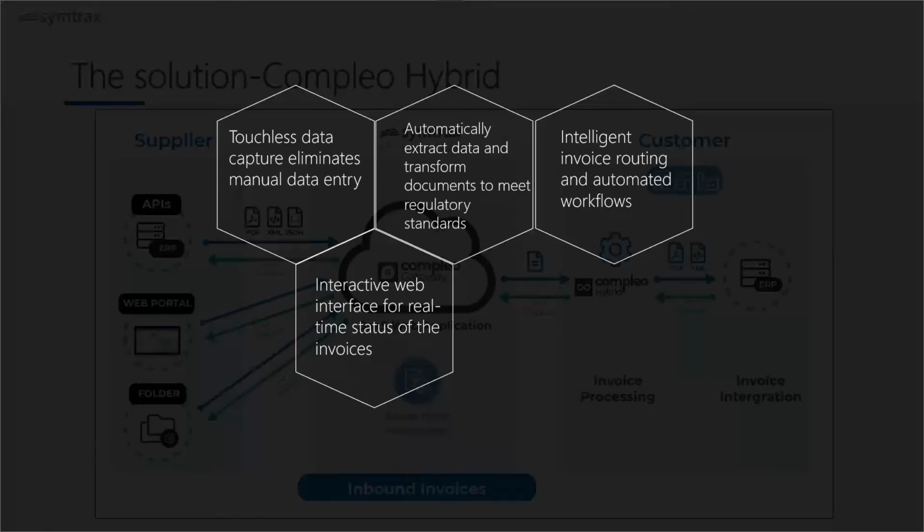Through automation, the suppliers will be able to see the real-time status of the invoice that they have sent to the customer. So better transparency is there. Obviously, end-to-end automation means there's no manual intervention, and the entire process will be error-free.